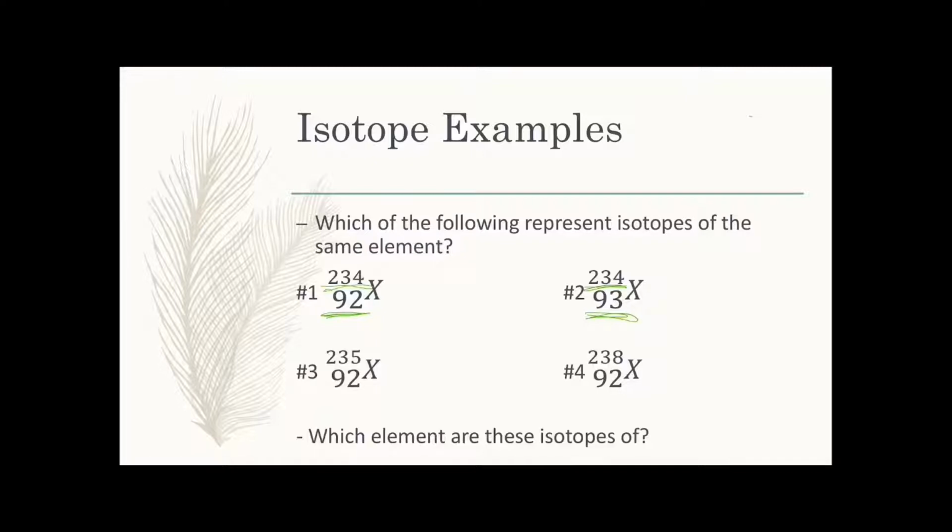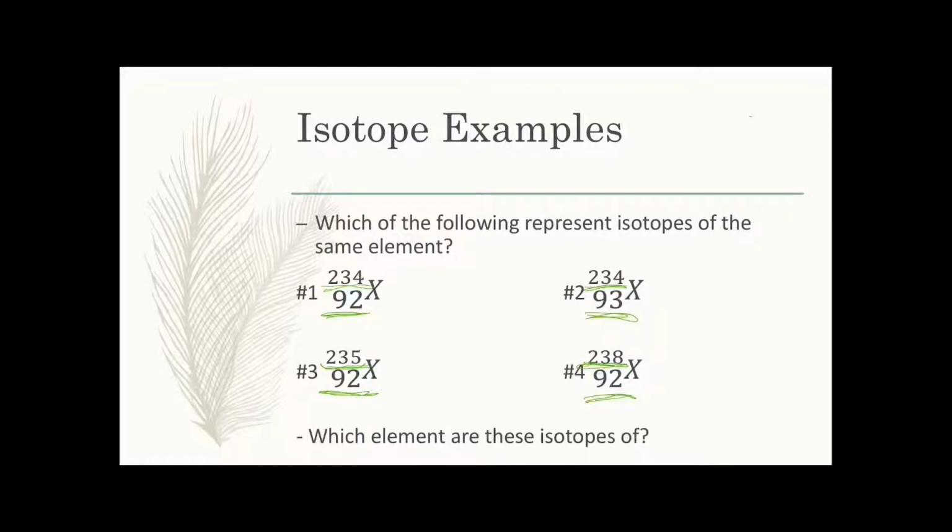Let's take a look at the next one. So for number 3, the atomic mass is 235, and the atomic number is 92. All right, let's take a look at the 4th one here. The mass number here is 238, but the atomic number is 92.